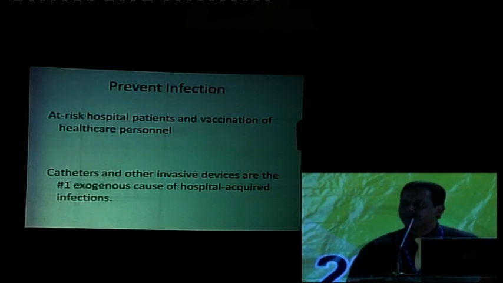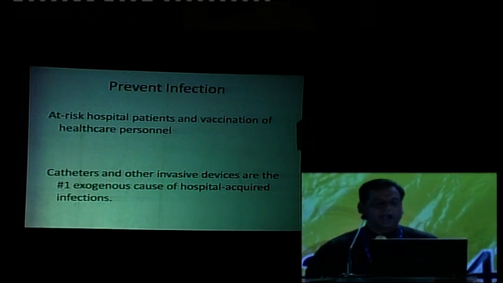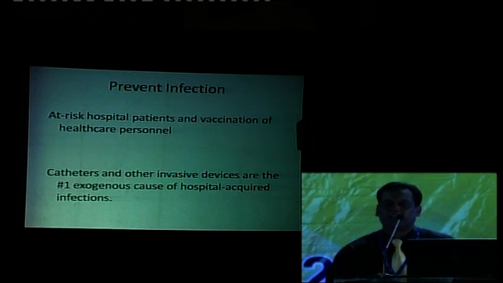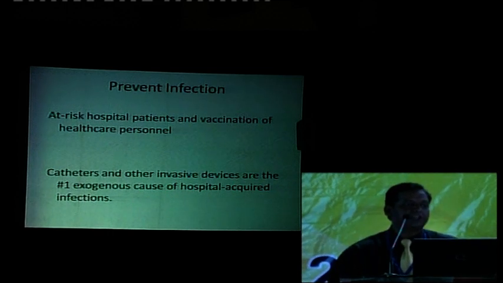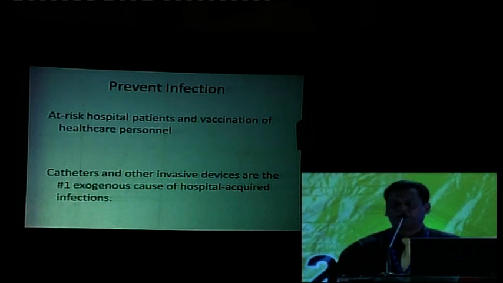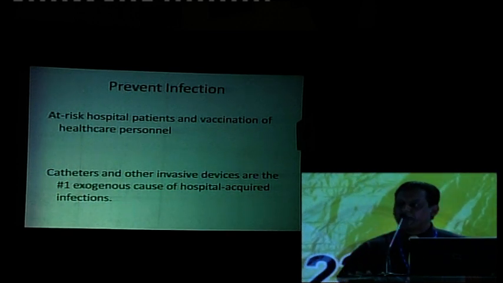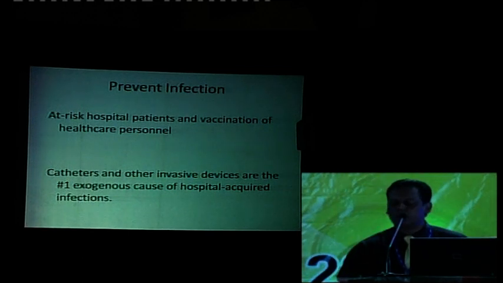So how do we prevent infections? At-risk hospital patients and vaccination of healthcare personnel. Prevention is the best strategy. Some infectious illnesses can be prevented by vaccination. If high-risk individuals and healthcare people can be vaccinated, then that is the most effective way of prevention.